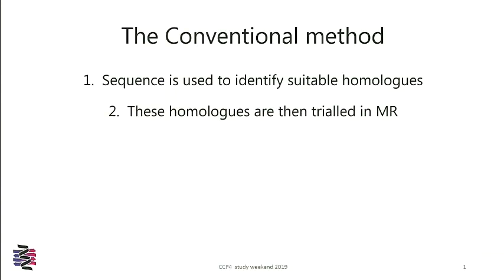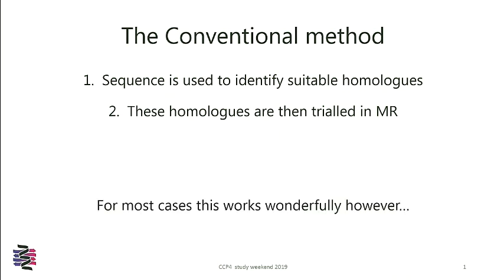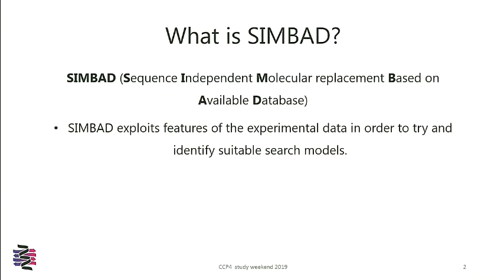So I thought I would first just give you a little bit of background about the sort of conventional way we do things. We just normally will take the sequence of the protein, we'll identify some suitable homologs, we'll chuck them into our MR program, and for most cases this will work wonderfully. However, when it doesn't work, it can be incredibly difficult to solve these cases.